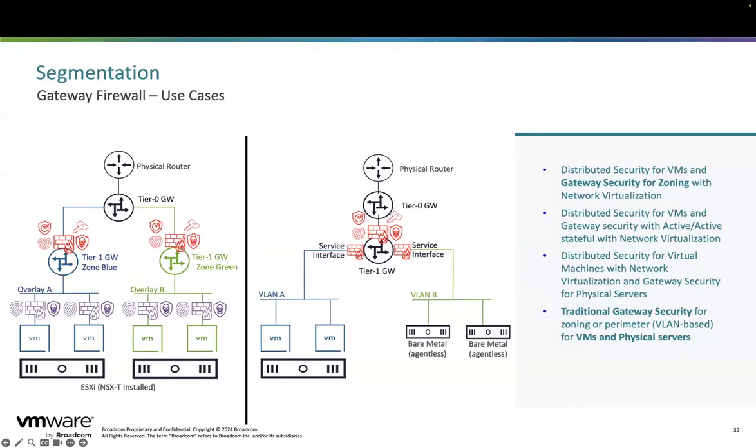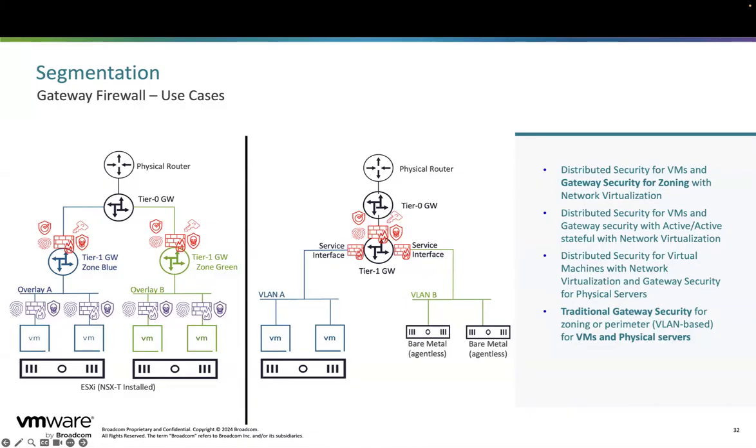So similar to the model if you were deploying something in a hyperscaler and you're separate from any other customer, you would want your own cloud-type firewall to protect. This is exactly what we're doing, or giving you the ability to do. We've got distributed security for VMs and gateway security with active stateful and network virtualization, distributed security for virtual machines with network virtualization, and gateway security for physical systems.